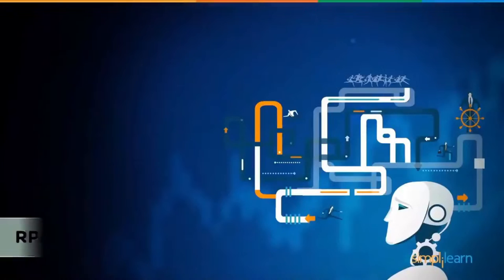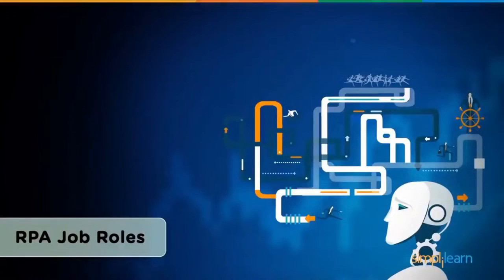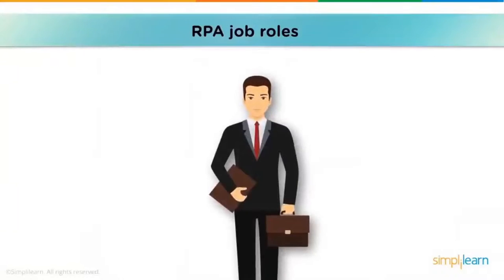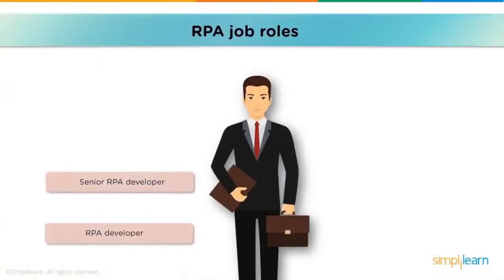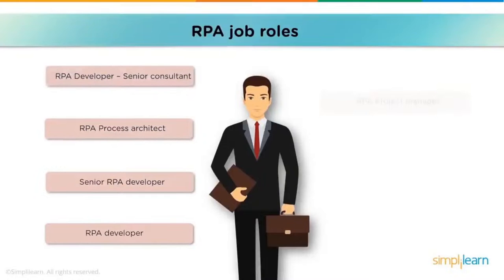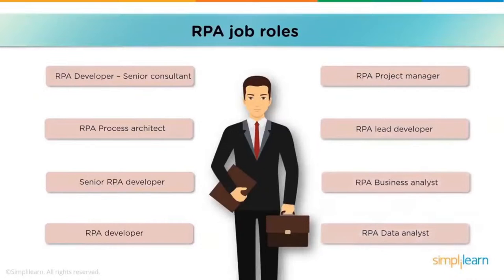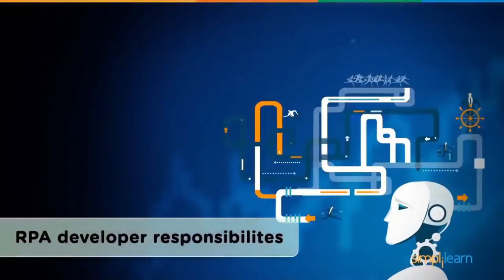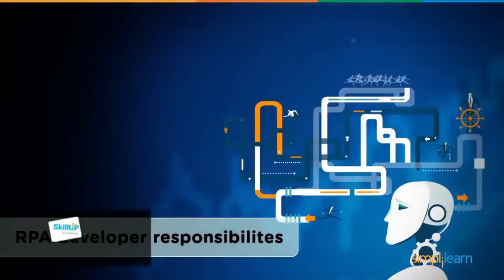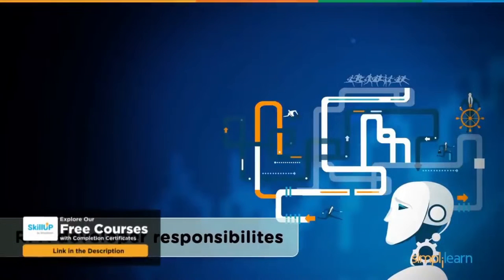Now that we've established that RPA has a steep growth curve, let's look at the RPA job roles that you should look out for. We have the RPA developer, senior RPA developer, RPA process architect, RPA developer senior consultant, project manager, lead developer, business analyst, and RPA data analyst. These job roles come with specific responsibilities depending on the designation. However, there are a few common responsibilities of an RPA developer. Let's go ahead and check them out.